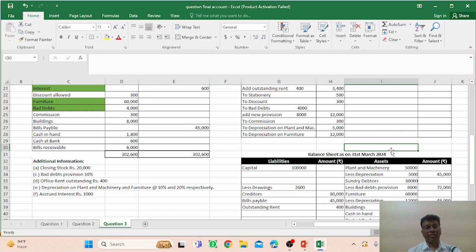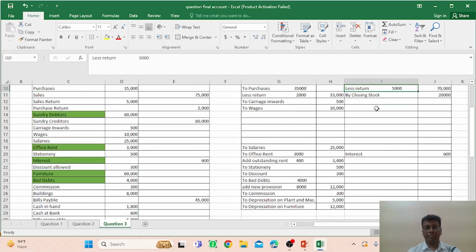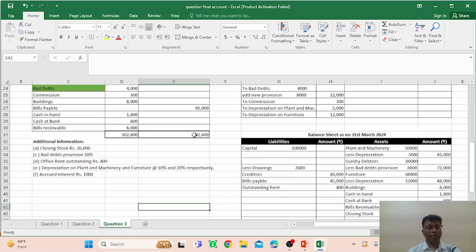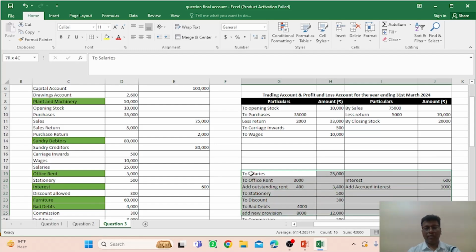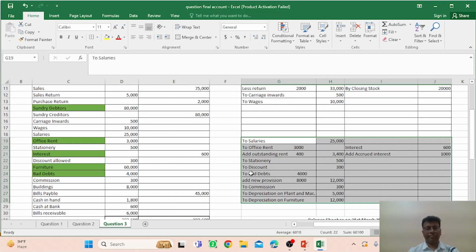And accrued interest, that is rupees 1,000. So against the interest, it is to be added, accrued interest, which is to be received. What is the amount? Rupees 1,000. Okay. So this is the particular scene of the trading P&L and balance sheet.